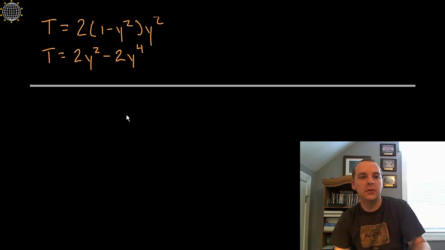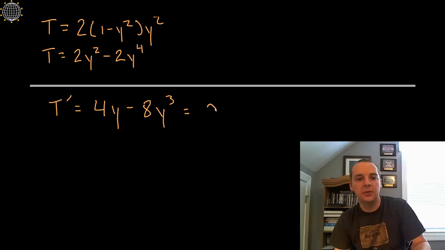So let's do that. What would t prime be? That would be 4y minus 8y cubed. And then if we want to set this equal to 0, trying to find a critical value, we have a common factor of 4y, so we'll pull a 4y out. We'll have 1 minus 2y squared, it looks like. 1 minus 2y squared equals 0.